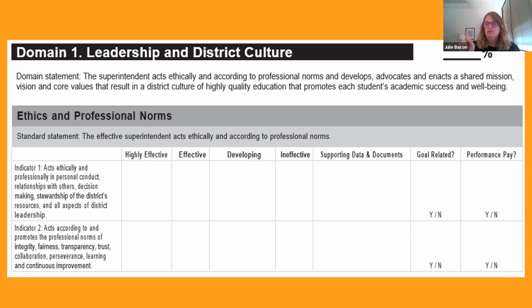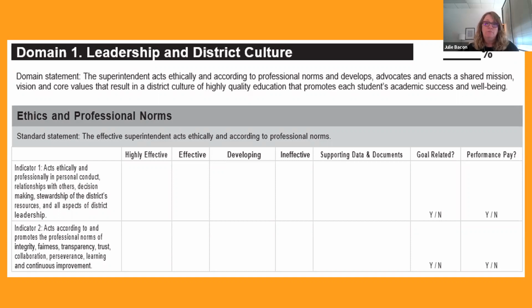And then each standard has a standard statement so that you can understand, before you even start the tool, what the expectation is of the superintendent. And in the upper right-hand corner, you can see there's a percentage. So what we decided was we want school boards and superintendents to be able to decide where their focus is.